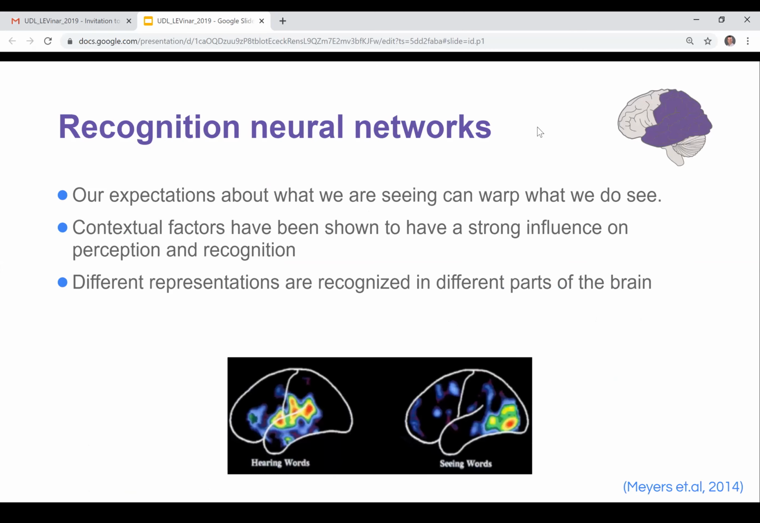Okay, we're moving on to the recognition neural networks. Our expectations of what we are seeing can warp what we do see. Contextual factors have been shown to have strong influence on perception and recognition. Different representations are recognized in different parts of the brain. For example, if you look at the scan at the bottom of the slide, you see the part of the brain that lights up when you're hearing words compared to the part of the brain that lights up when you're seeing words.